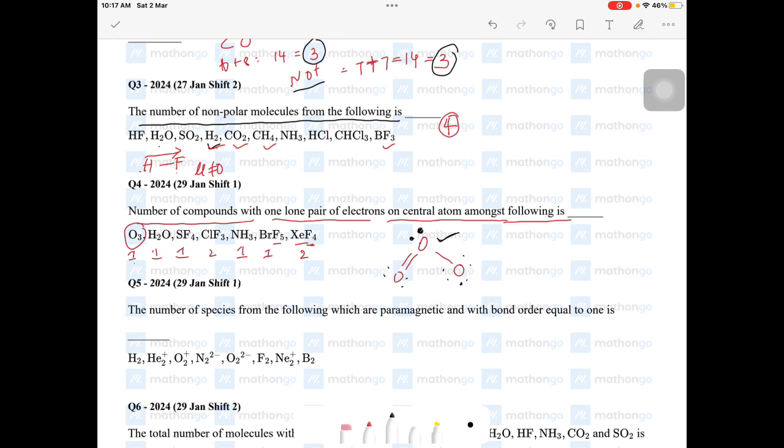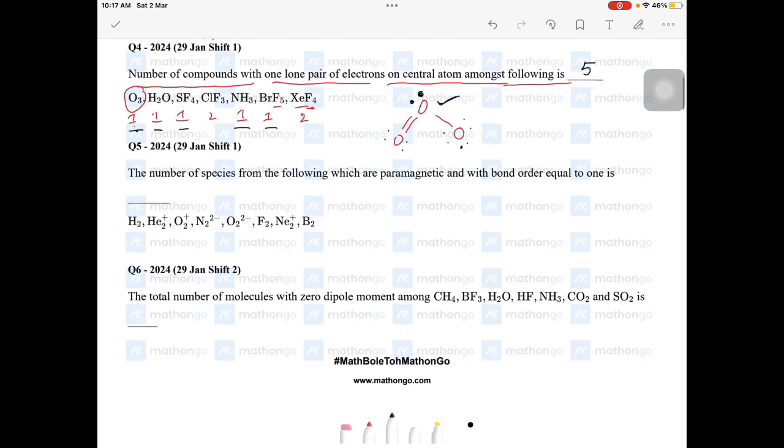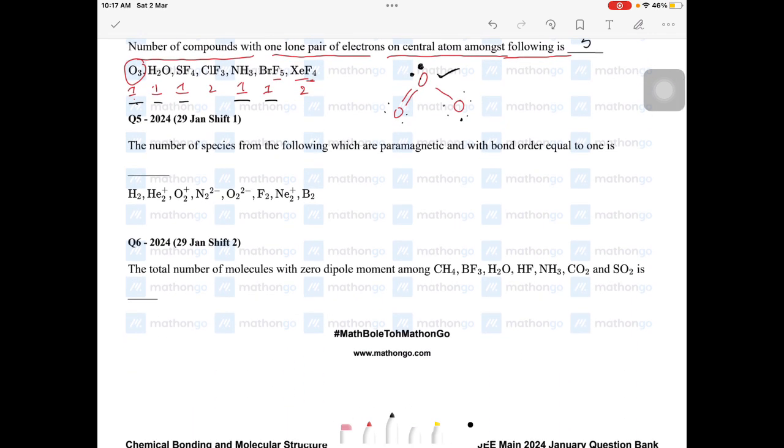So the total number of compounds with 1 lone pair: 1, 2, 3, 4, 5. The answer is 5. And how NH3? Take NH3. Nitrogen is a 15th group element, contains 5 valence electrons. Out of 5, 3 are involved in bond formation. Remaining 2 are non-bonding. Forms one lone pair.